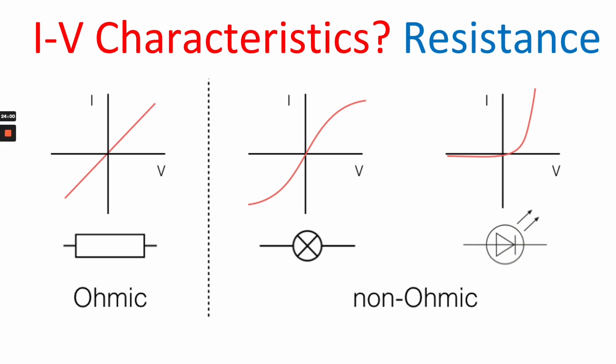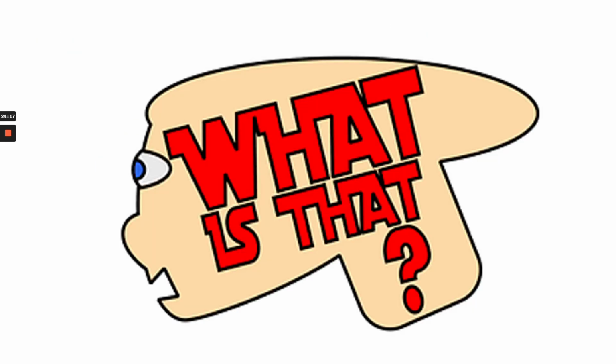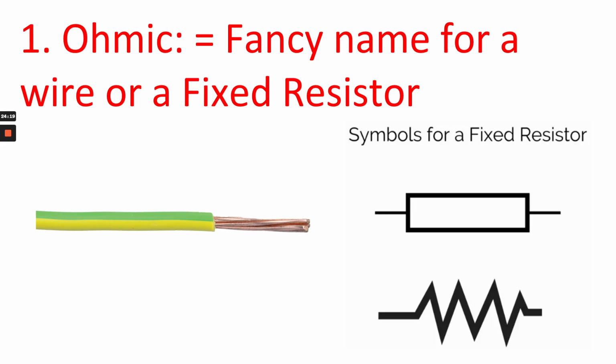Now, IV characteristics. What's all this about? IV characteristics is just a fancy name for resistance. Remember, resistance is just voltage divided by current, and that's an IV graph. Now, you need to know about ohmic and non-ohmic conductors. I'll explain what it means. What does that mean? It means this.